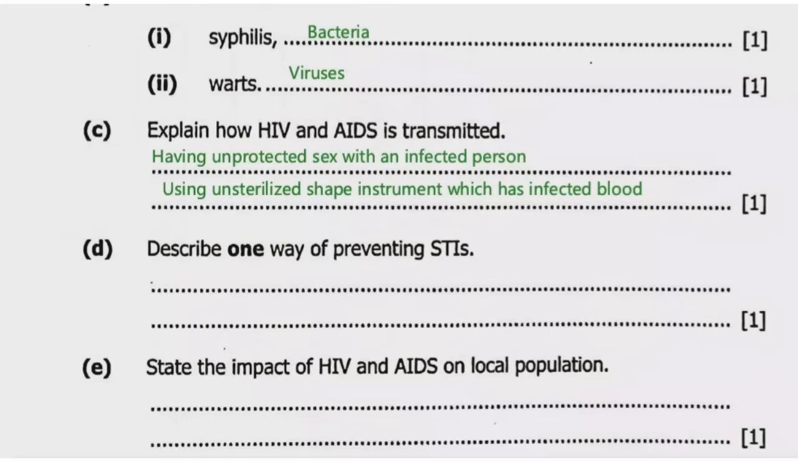Okay, we come to D. Describe one way of preventing STIs. One way of preventing STIs. The best one I recommend to my students is abstinence.